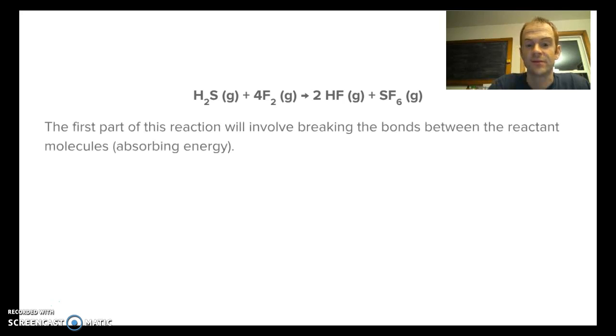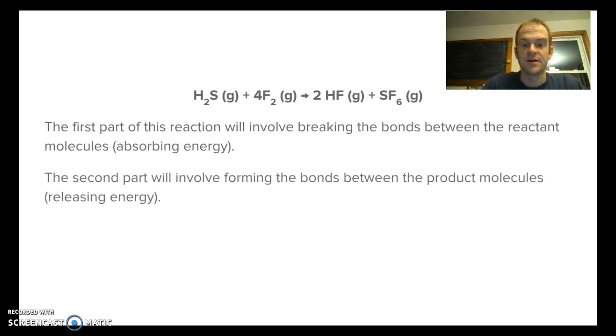Okay, so remember the first part, like we said, is going to break apart these bonds, and there's some amount of energy that's going to be absorbed to make that happen. And then the second part is going to be when we make new bonds. So we broke apart all of these molecules, and now we're going to reassemble these into new things.